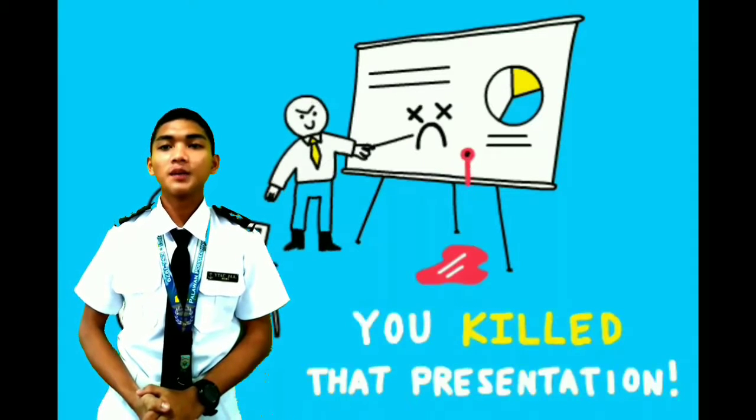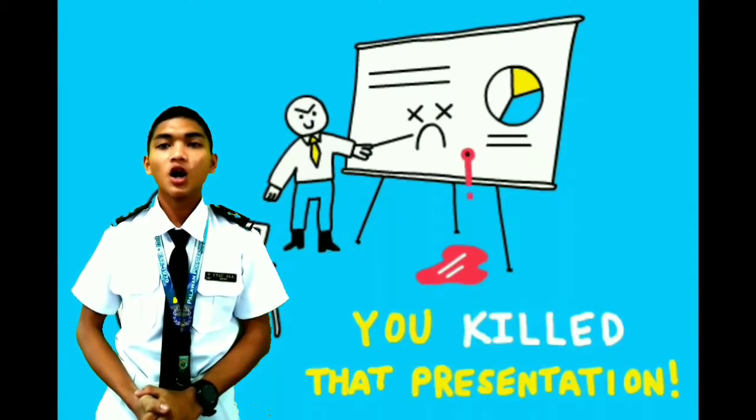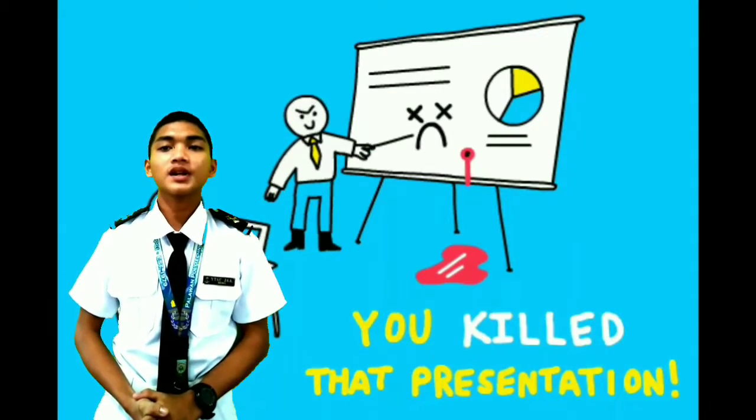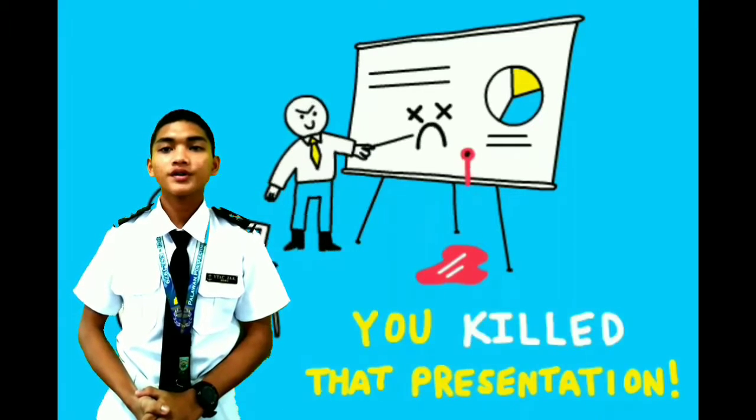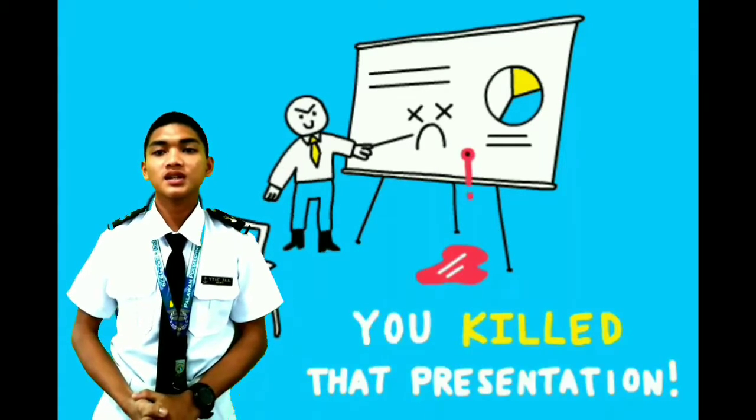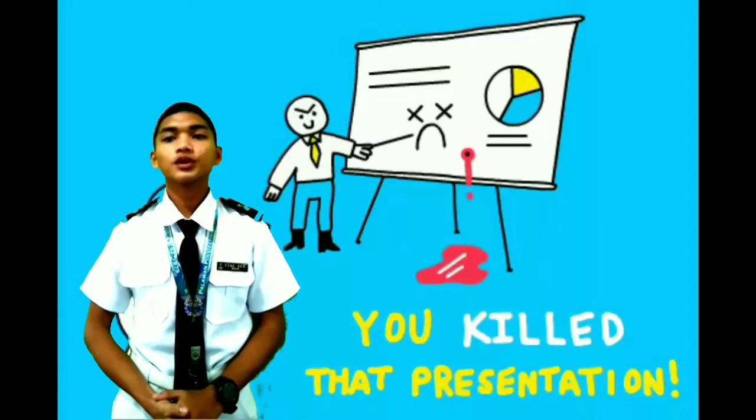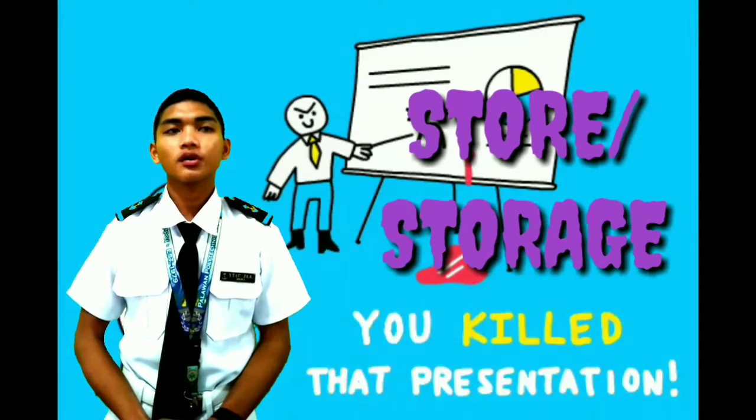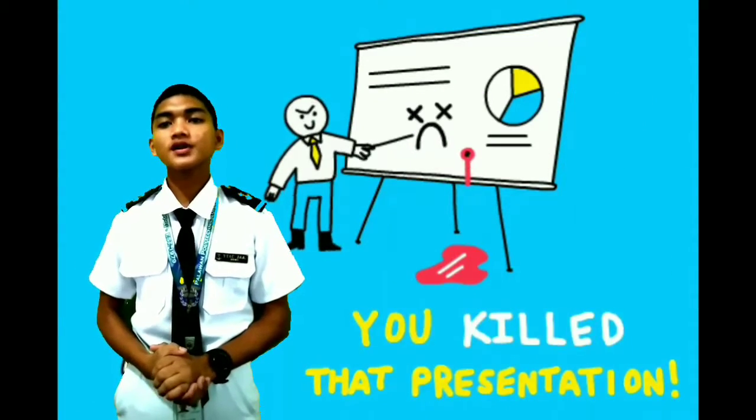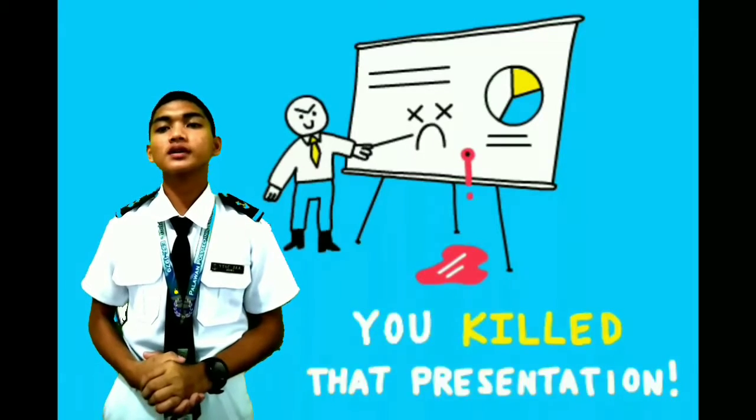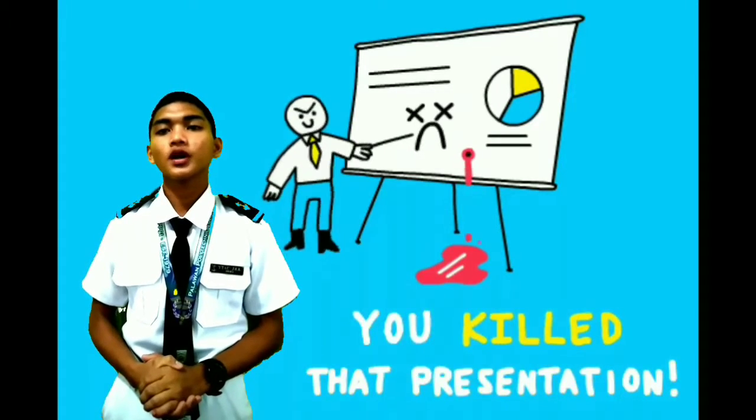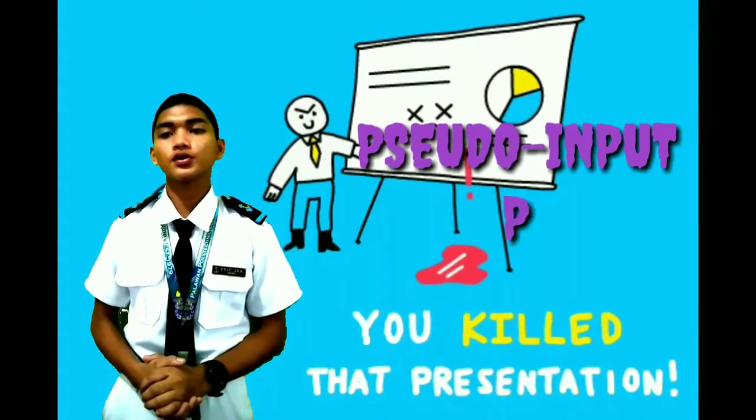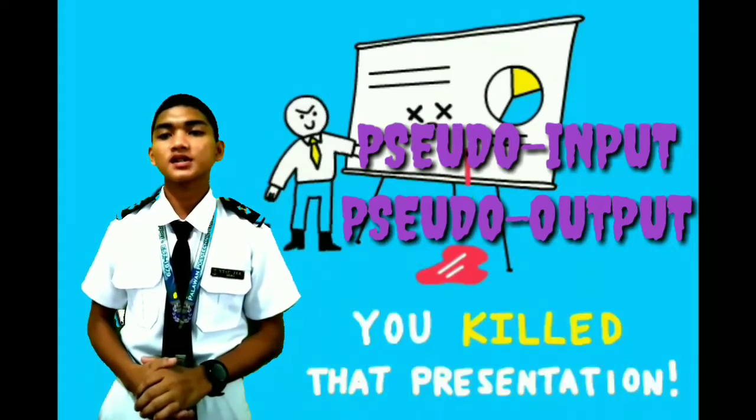Output processing in IPOS, or input, process, output and storage, sends information to a display screen, a printer, a plotter, a speaker, or some other medium that human senses can interpret. Activities carried out in output are decoding, communication, and retrieval. Moving on to the store or storage. The storage stage of IPOS can occur directly from or to the processing or the output stages. The storage stage can serve as the pseudo-input or pseudo-output stage of the processing stage.